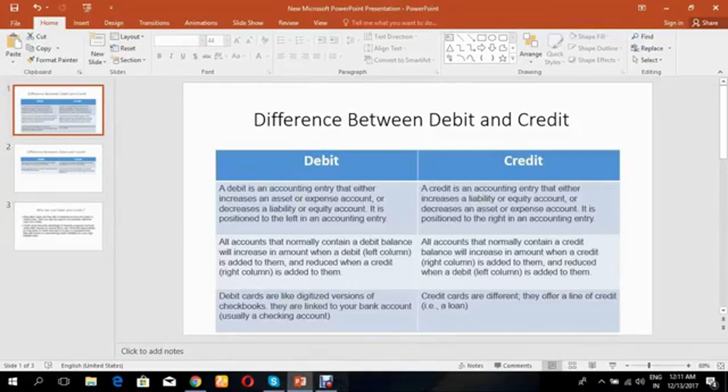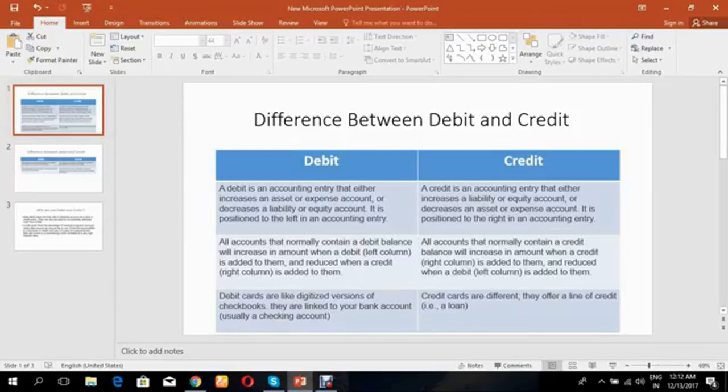Difference between debit and credit. Debit. A debit is an accounting entry that either increases an asset or expense account or decreases a liability or equity account. It is positioned to the left in an accounting entry. Credit. A credit is an accounting entry that either increases a liability or equity account or decreases an asset or expense account. It is positioned to the right in an accounting entry.